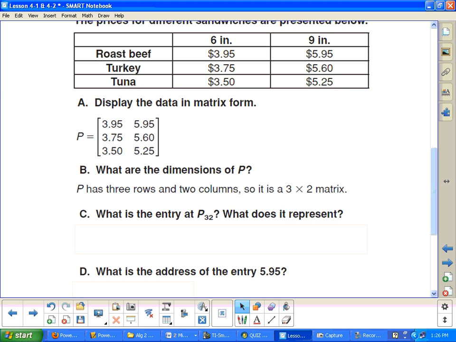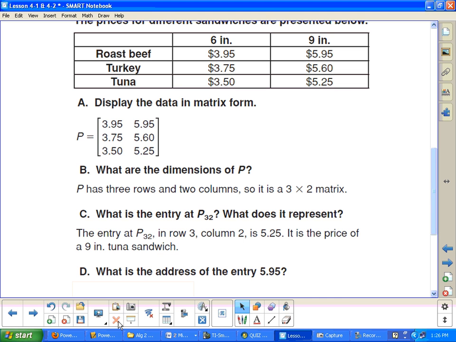Good. Okay. All right, so the 32 means I'm going to go down to row 3 and go over to column 2. And I have 5.25, and that means I have a 9-inch tuna sandwich. There we go, 9-inch tuna sandwich. Okay.